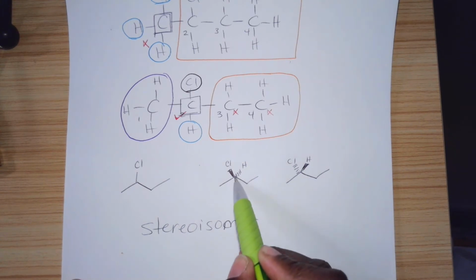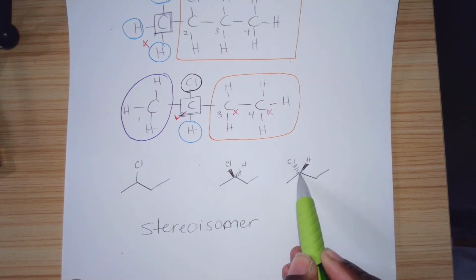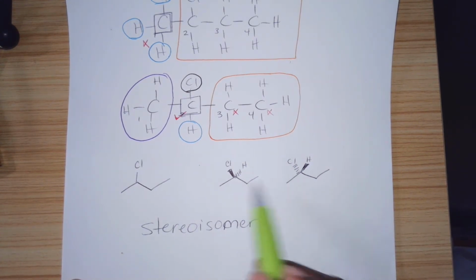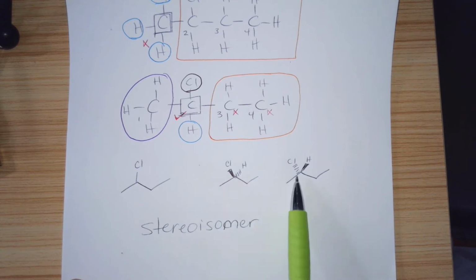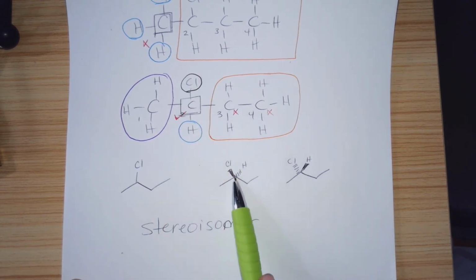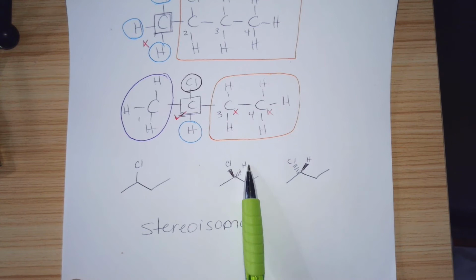And so carbon 2 is our chiral center. In both molecules, it has the same 4 groups. So that CH3 group, we see that to the left. That Cl, we can see that. That hydrogen, we see that. That CH2, CH3, we see that. So each one shows the same 4 groups, but the arrangement of those groups are different.